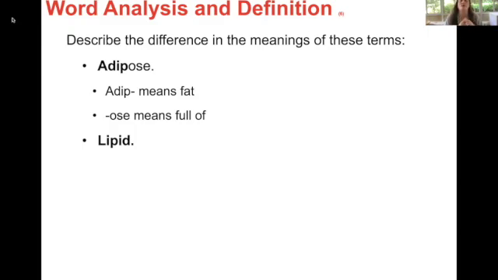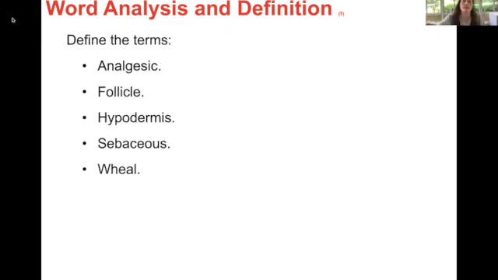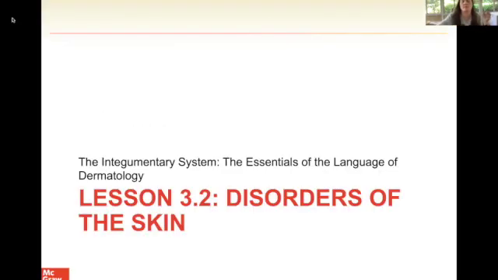And you should also know about the lipid being fat, because in Bio 123 you had to draw and label the phospholipid bilayer. And so lipid was the fat part. Okay, we've got yet some more terms for you to define.